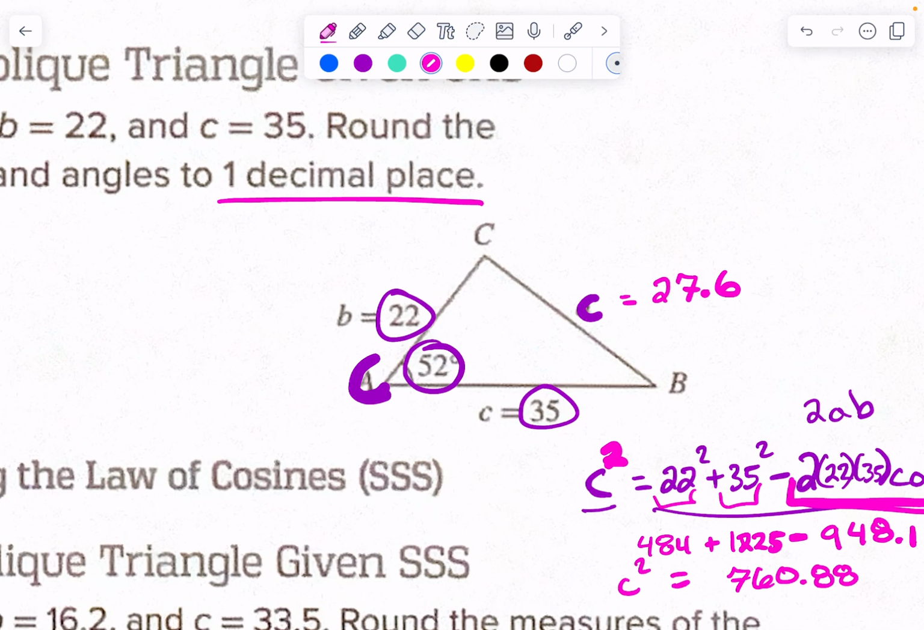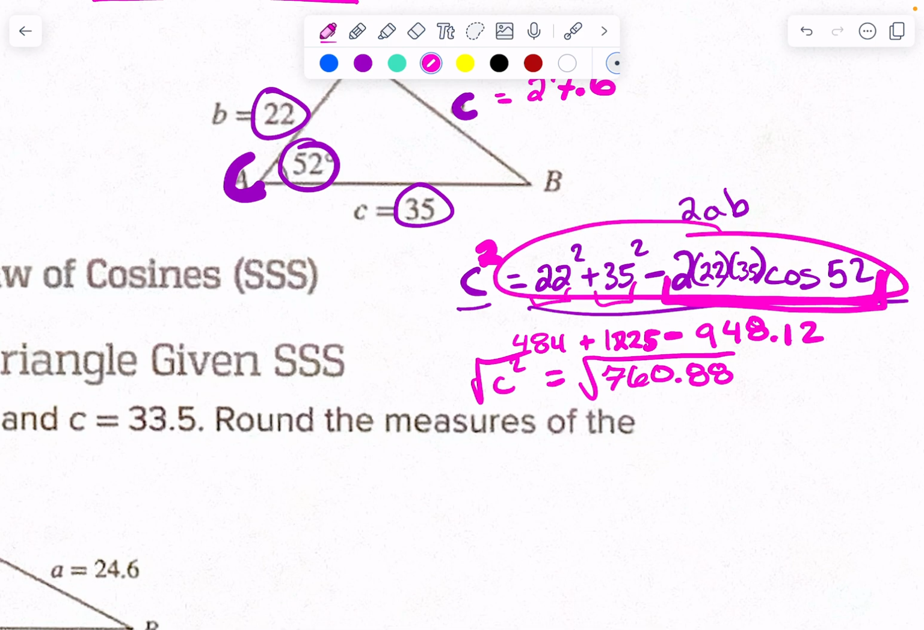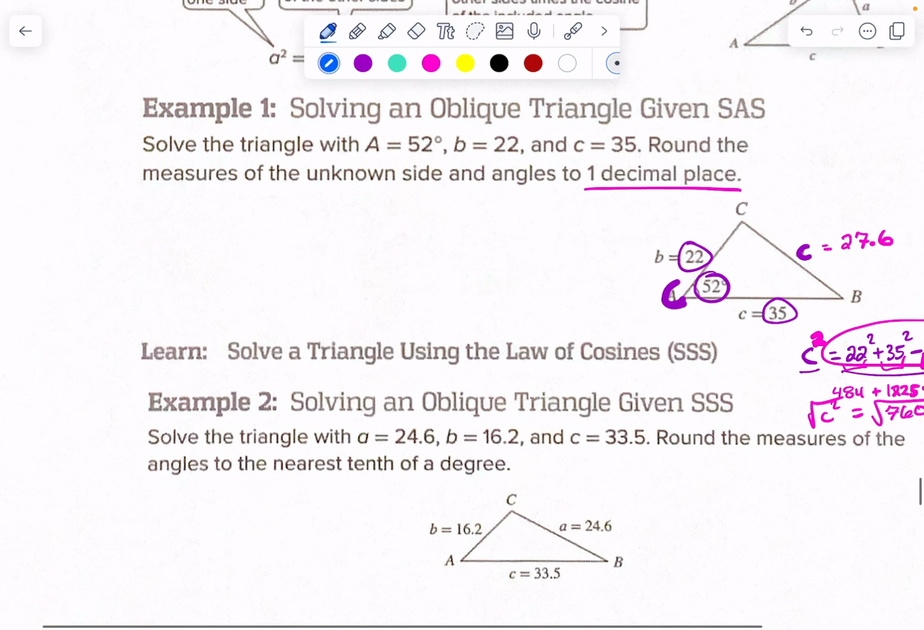So 27.6. You have to take the square root in order to get c just by itself. Okay, again, most of you guys' calculators, you should just be able to type this whole thing in at one shot, and get that value. I cannot, because I am using my phone and I don't trust it. Okay, all right. They say, I didn't even read the problem though, solve the triangle.